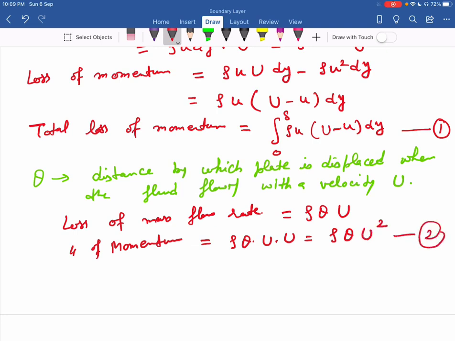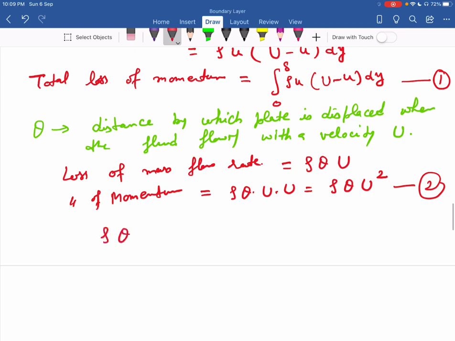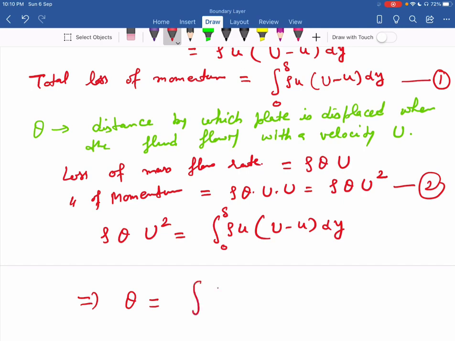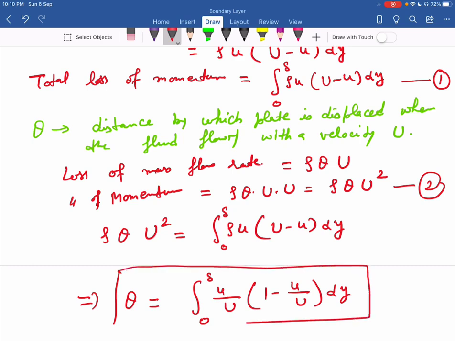So now equate equation 2 with equation number 1. So rho theta U square is equal to the integral of rho u (U minus u) dy, with y varying from 0 to delta. So from here you can calculate theta, that is, the integral of small u upon capital U, into 1 minus u upon capital U, into dy, y varying from 0 to delta. This is the formula for momentum thickness.